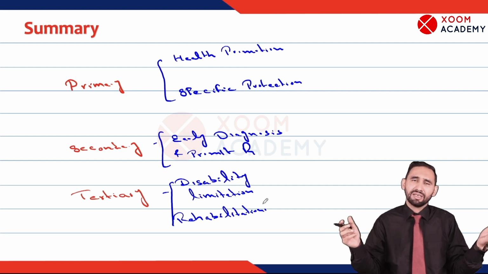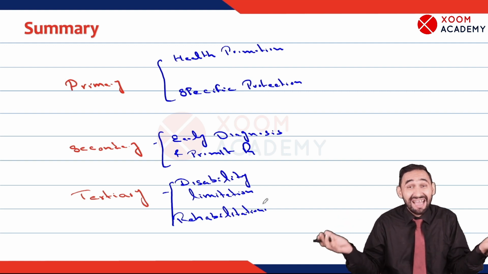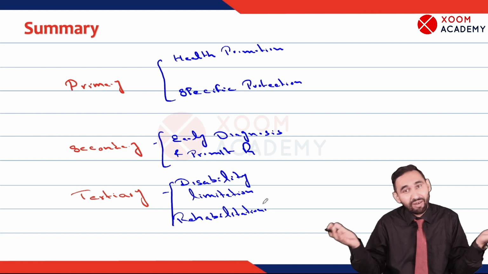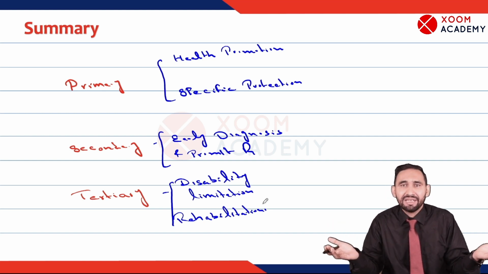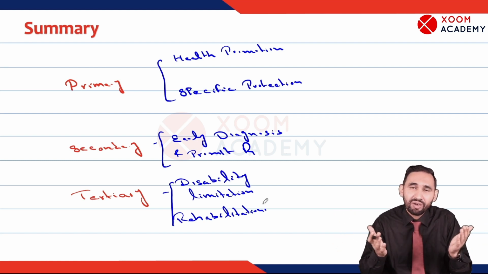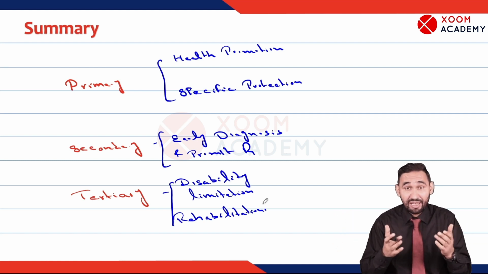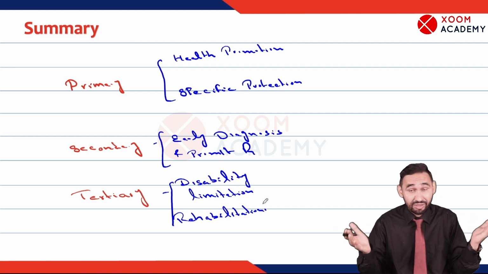Health promotion: food sanitation, water sanitation, lifestyle modification, health education. Typhoid is a waterborne disease. Typhoid is a foodborne disease that is transmitted through the fecal-oral route. So we have to reduce the transmission. Remember 5 F's: food, fingers, flies, fomites, feces. We have to control them.